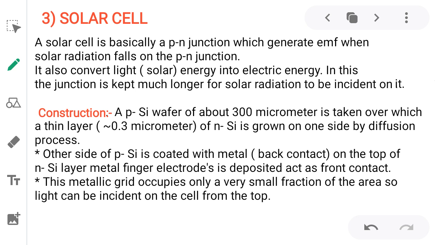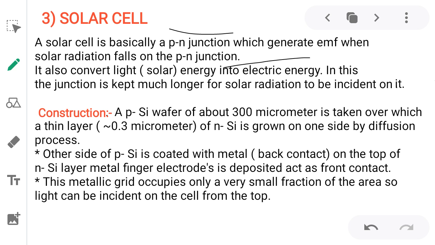Third concept is the solar cell. I think it is familiar to everyone. Solar means light energy, conversion of solar energy into electrical energy. Same thing, a solar cell is basically a PN junction which generates EMF when solar radiation falls on it. The solar radiation is needed for the conversion of solar energy into electrical energy.